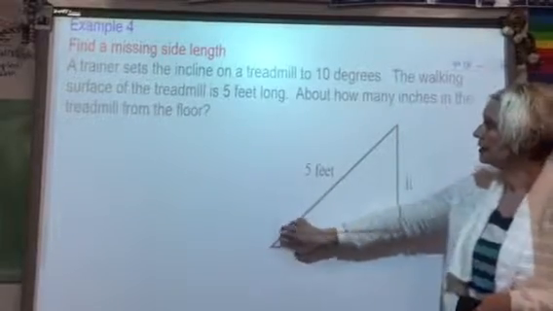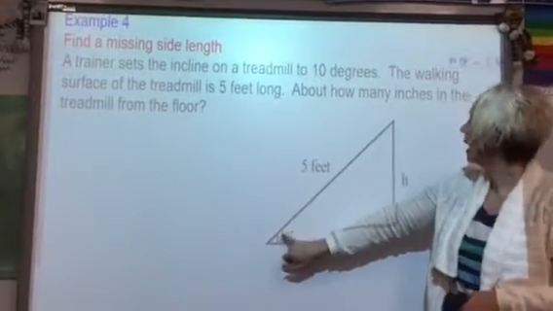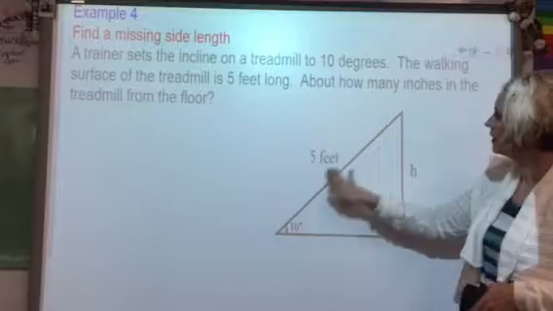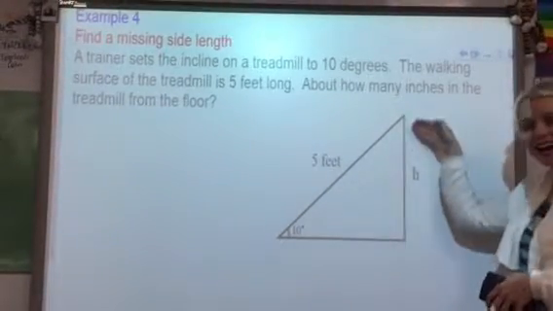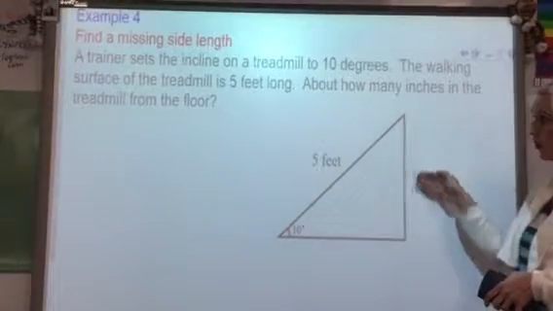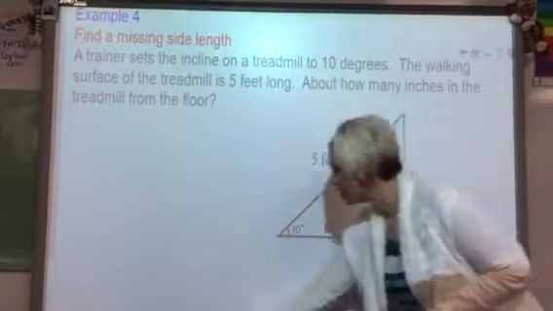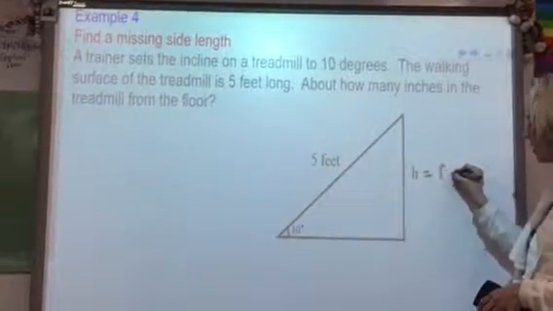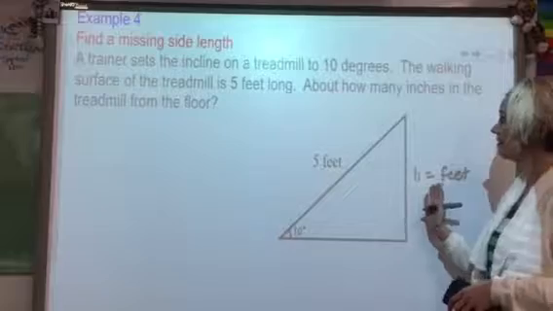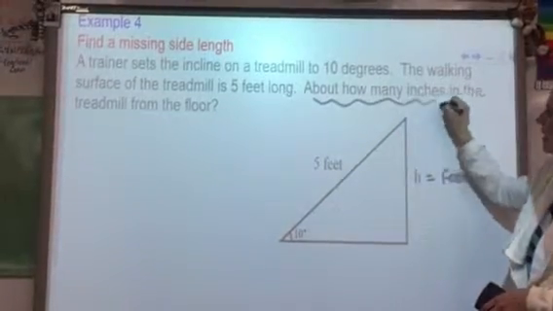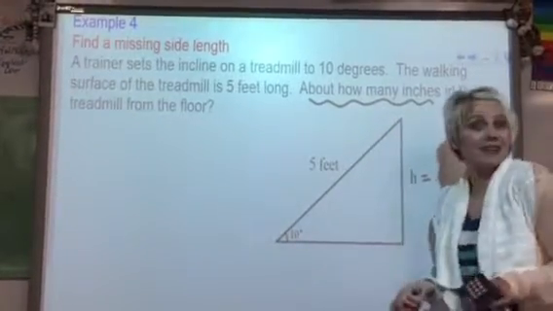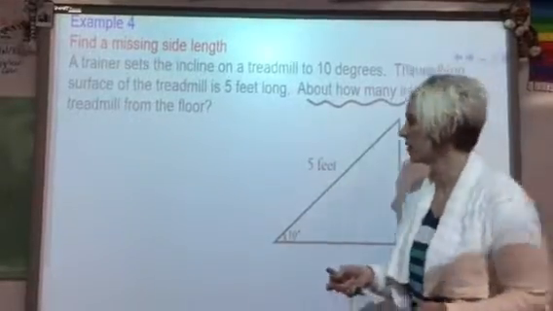This is a treadmill inclined at 10 degrees and the walking surface is 5 feet long. So we want to know what the height is of the treadmill from the floor. And we're working in feet right now, so I want to remember that whatever I solve for h is going to be in feet. And what I want to know is how many inches it is from the floor. So that tells me at the end I'm going to have to keep going and do some converting.